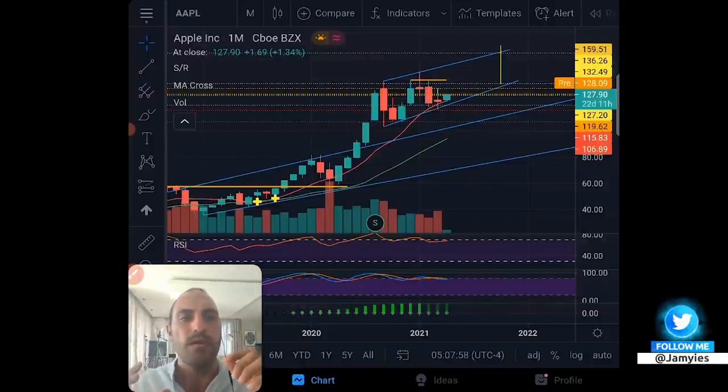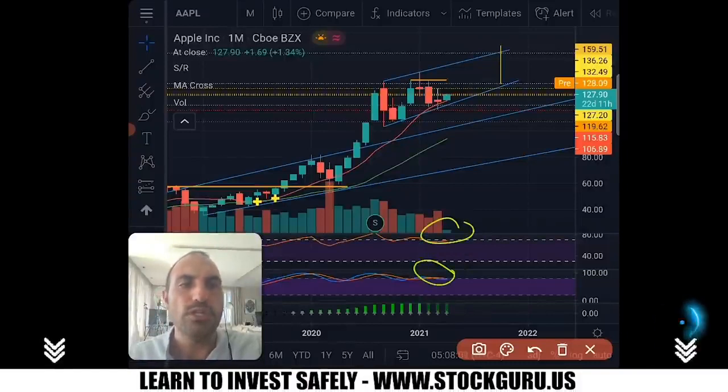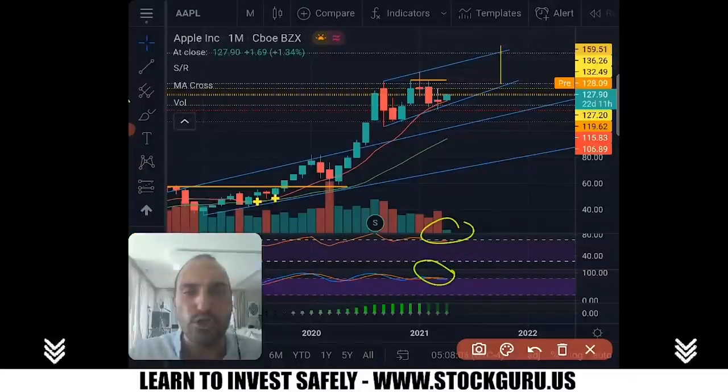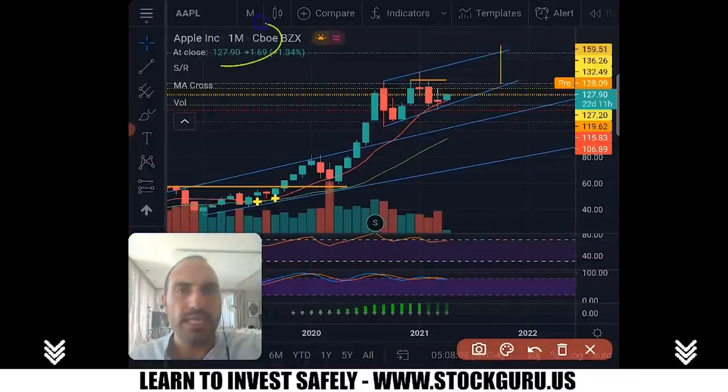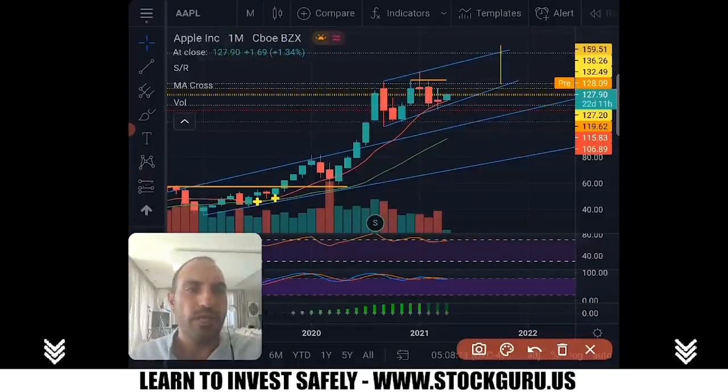So whenever the stochastic and the RSI are above or close to the top of the dotted lines, you want to dollar cost average and you want to split your capital up. You don't want to put a lot of capital in one go. Again, on the monthly candles, each of these candles represents 1 month, price of Apple 128. Whenever they're above the dotted lines, you don't want to put a lot of capital in one go.